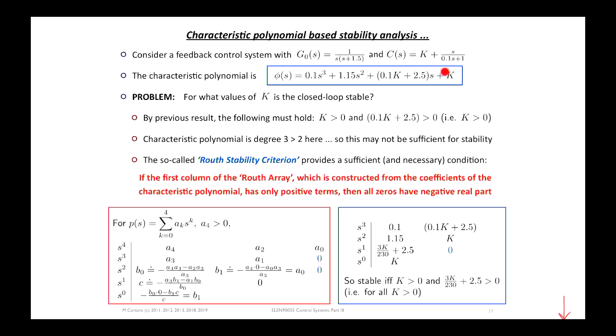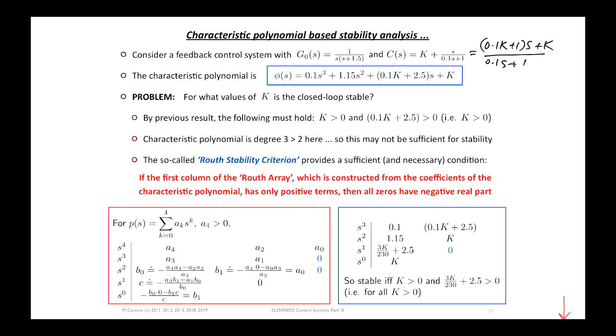And let's say our controller looks like this. Don't get confused here that it's written this way. This is really the ratio of two polynomials. On the bottom we've got 0.1s plus 1, and on the top we will have (0.1k plus 1)s plus k. So the ratio of two polynomials.